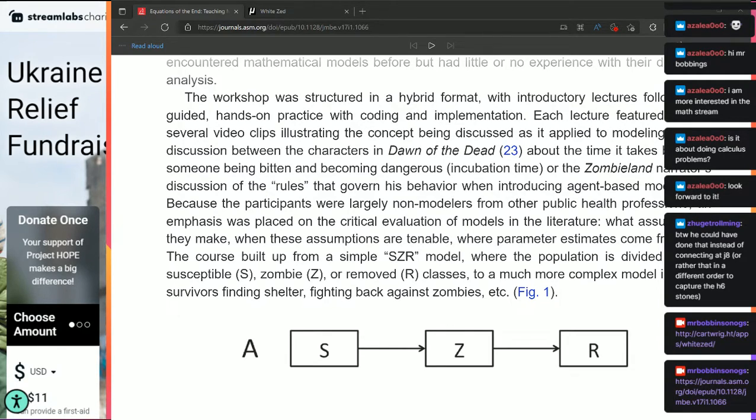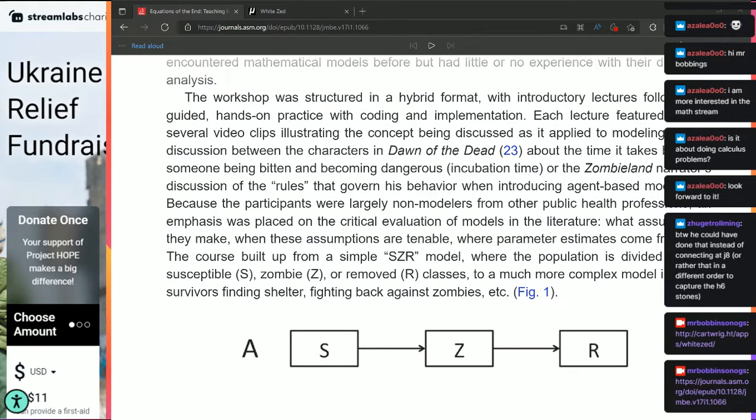Because the participants were largely non-modelers from other public health professions, an emphasis was placed on the critical evaluation of models in the literature. What assumptions do they make? When are these assumptions tenable? Where do the parameter estimations come from? Etc.